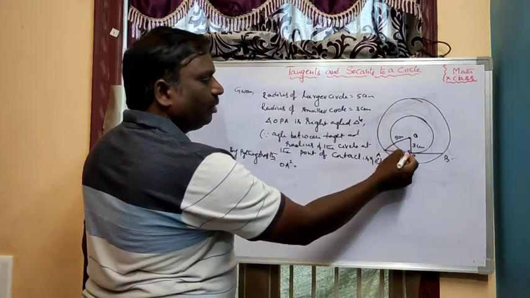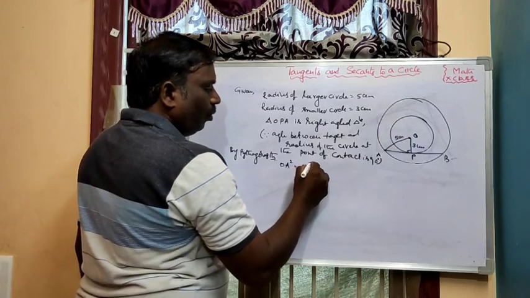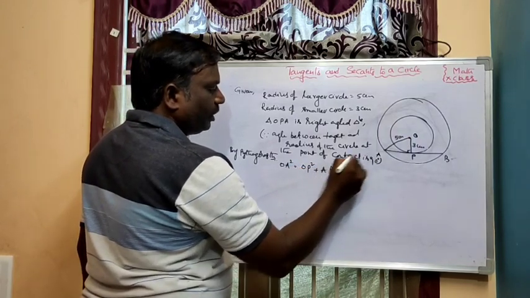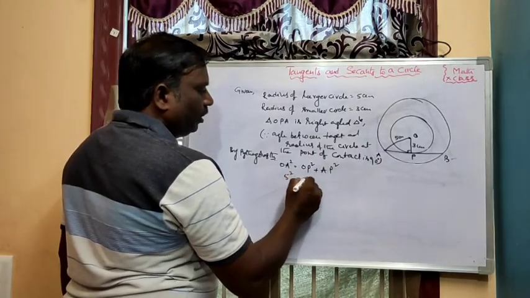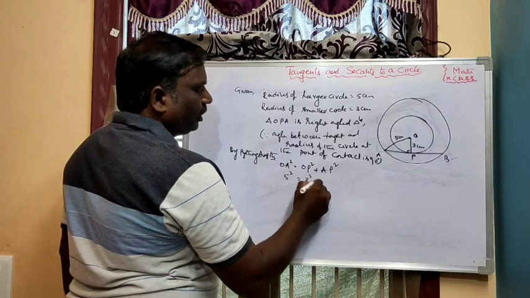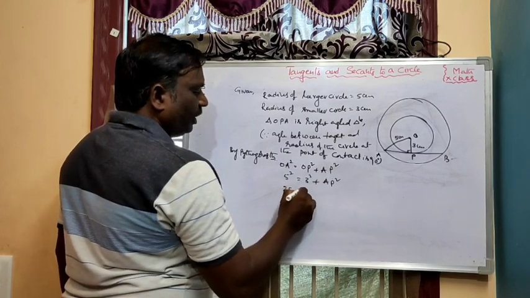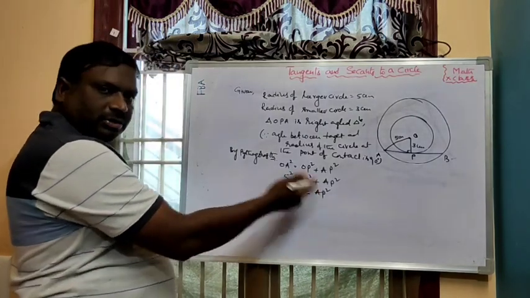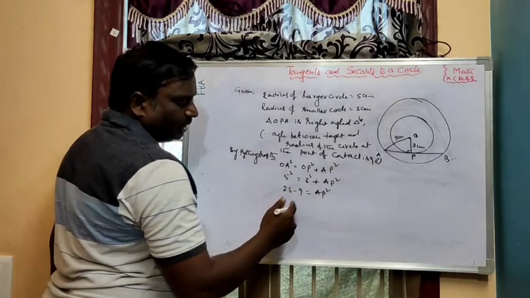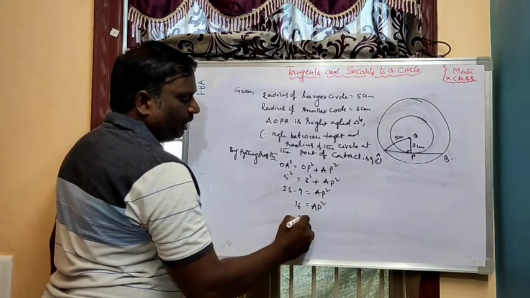By Pythagoras theorem, the side opposite to the right angle is the hypotenuse. OA square equals OP square plus AP square. The length of OA is 5, OP is 3, and AP we need to find. So 25 minus 9 equals AP square. The 3 square goes to the other side as minus 3 square, that is 9. So 16 equals AP square.